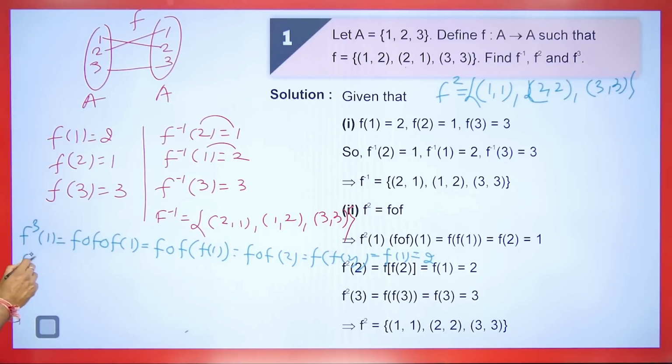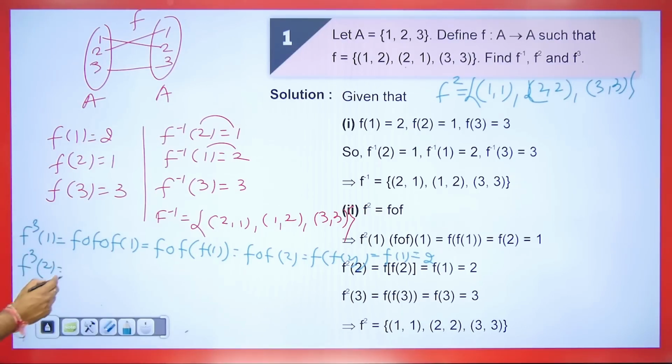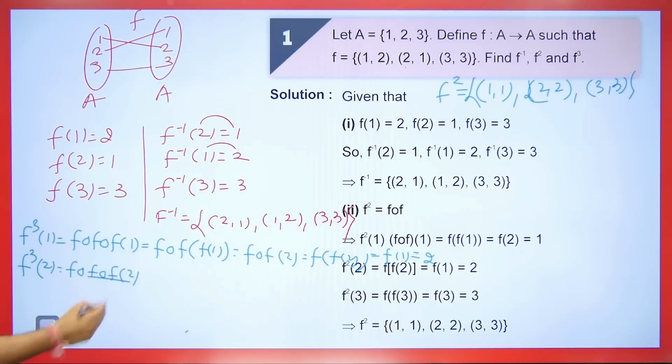So now what we will do is calculate the value of f cube 2 here. Please note that we can write this as f o f o f. So to this we have 2, but we know that f square 2 is 2, which maps to 2.